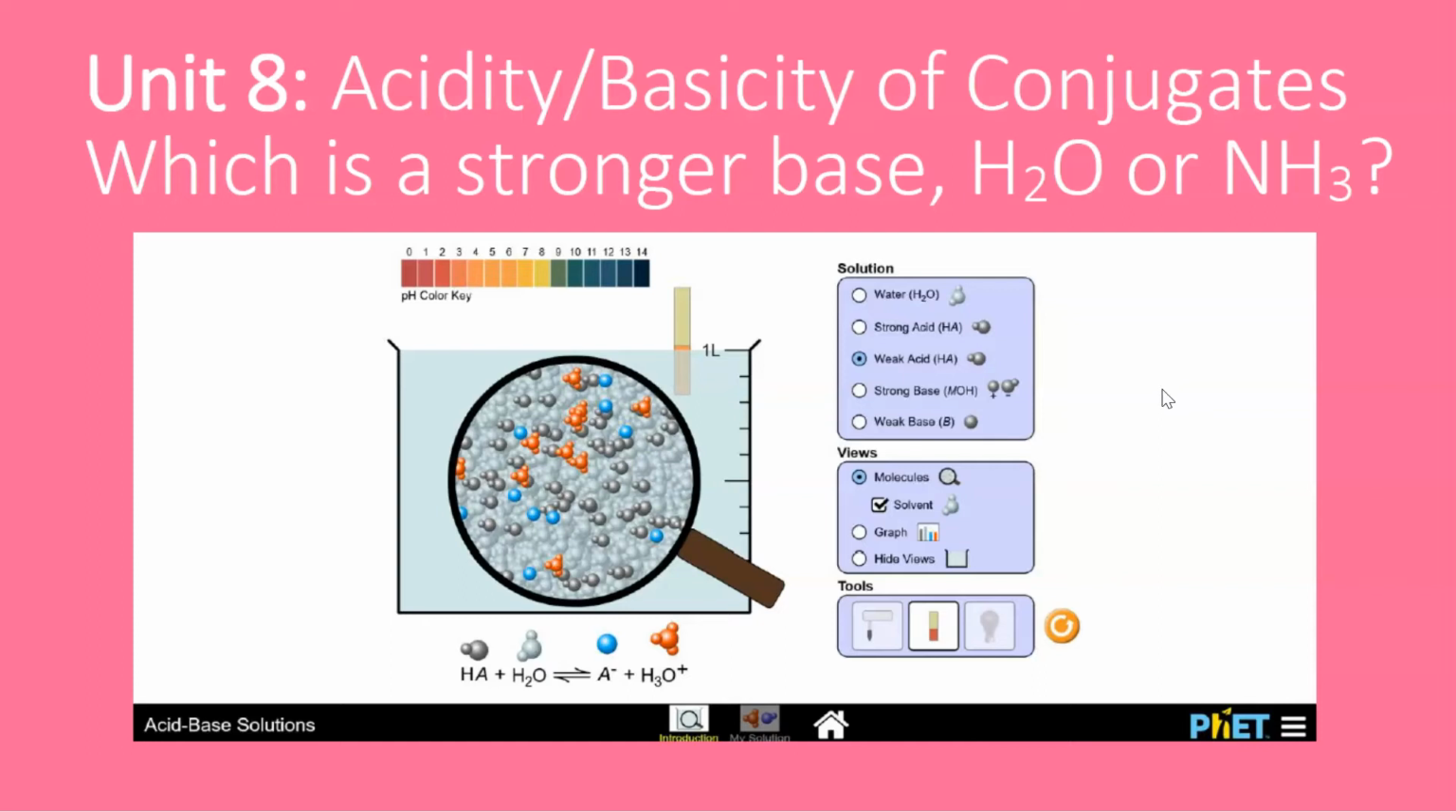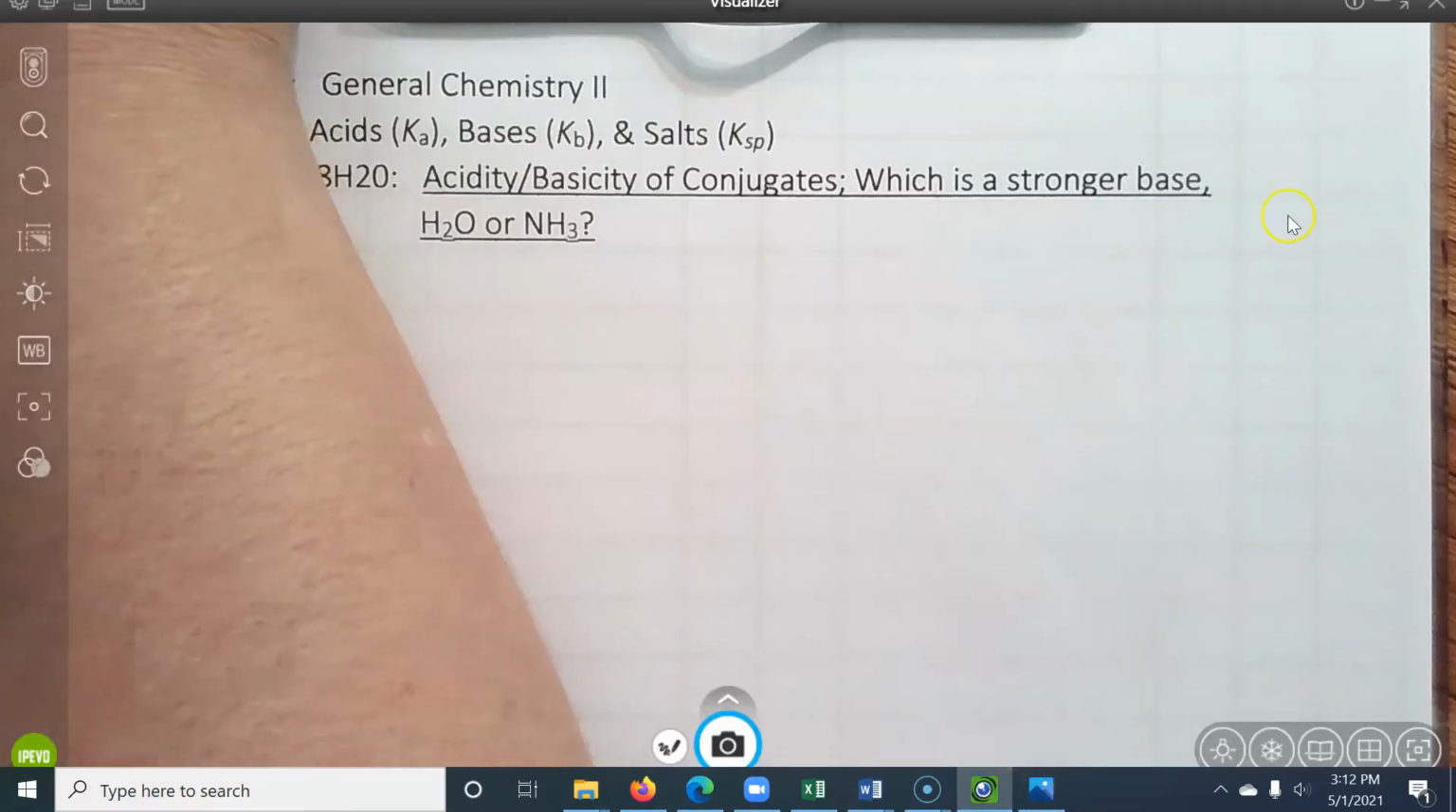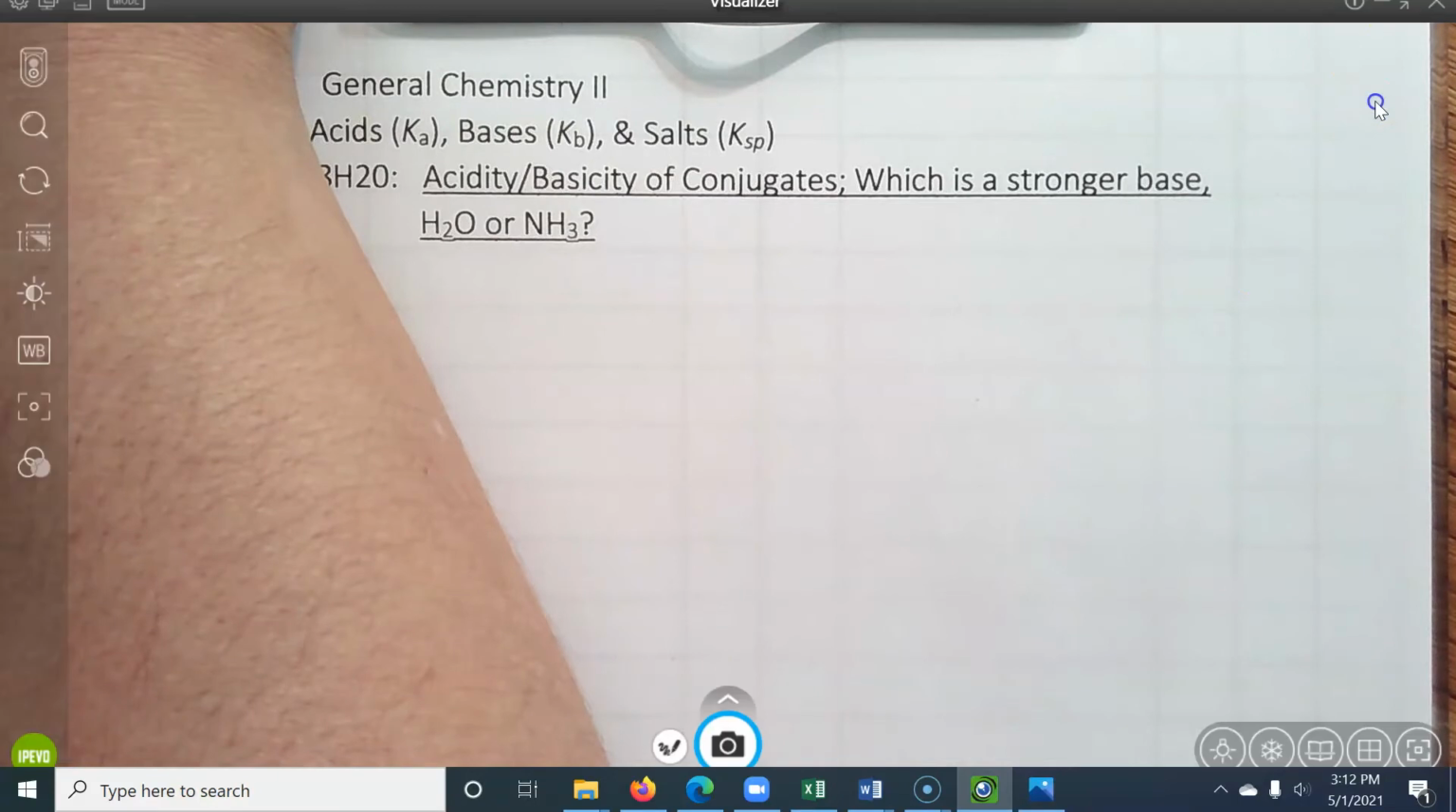Hi everyone. In this video we are going to order molecules in increasing acidity or basicity by looking at their conjugate counterparts and also looking at the Ka's and the Kb's of their conjugate counterparts. I know that was a little bit confusing. Let me show you what I mean.